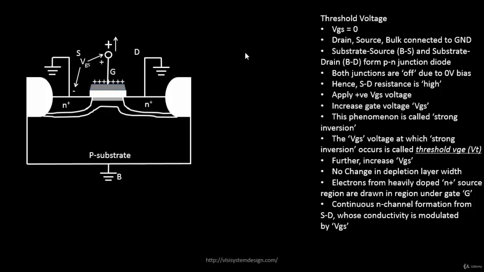Right now we are talking about a region of operation which is the cutoff region. So there is a continuous channel now available. Now it's just the application of potential that will allow the current to flow from source to drain.